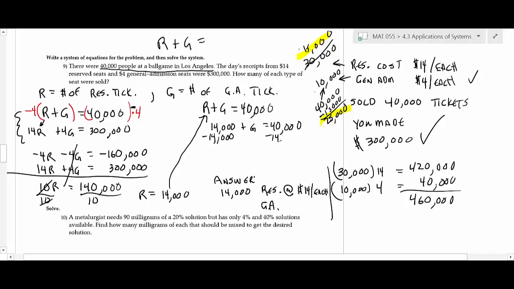And then we'll have this. So that crosses out. And that is, I think, 26,000. So what does that mean? It means that you sold 26,000 general admission tickets, and those things cost $4 each. So that is the official answer to the problem. That's the way you want to write your answer. Okay, now we'll check and we'll see if we're right.